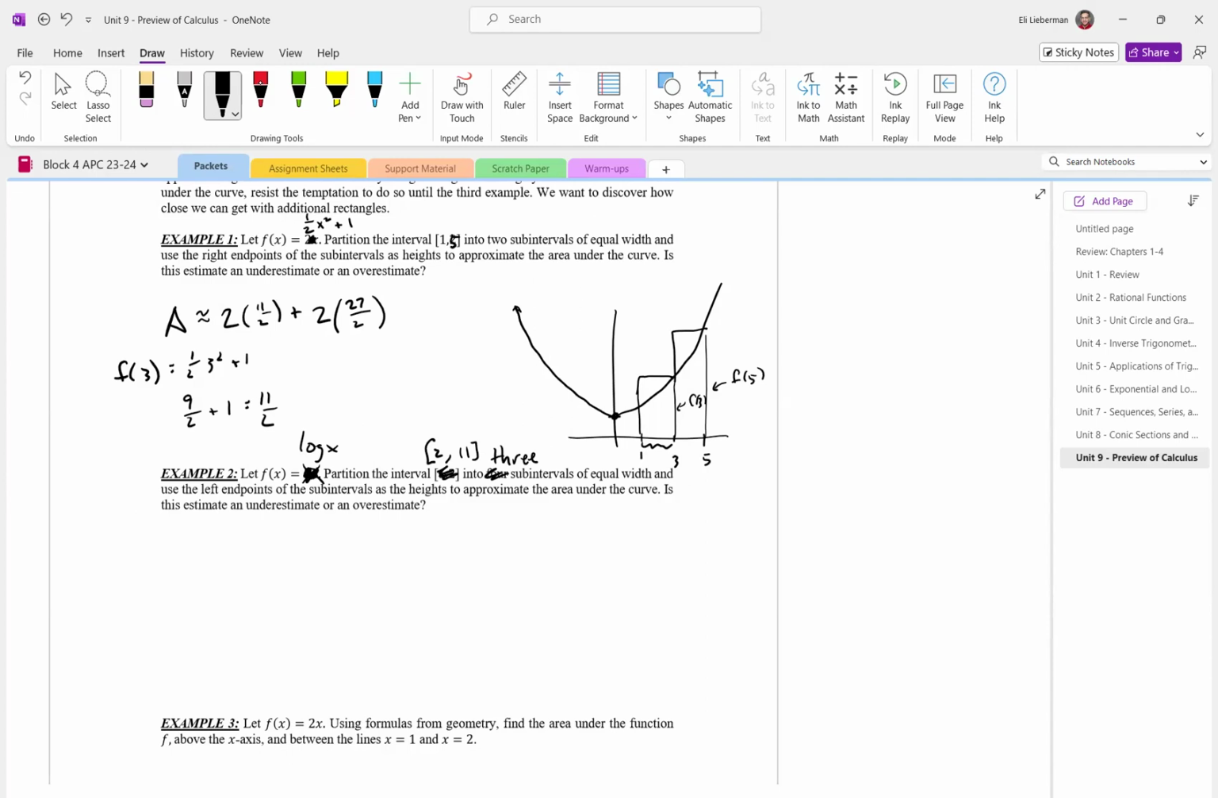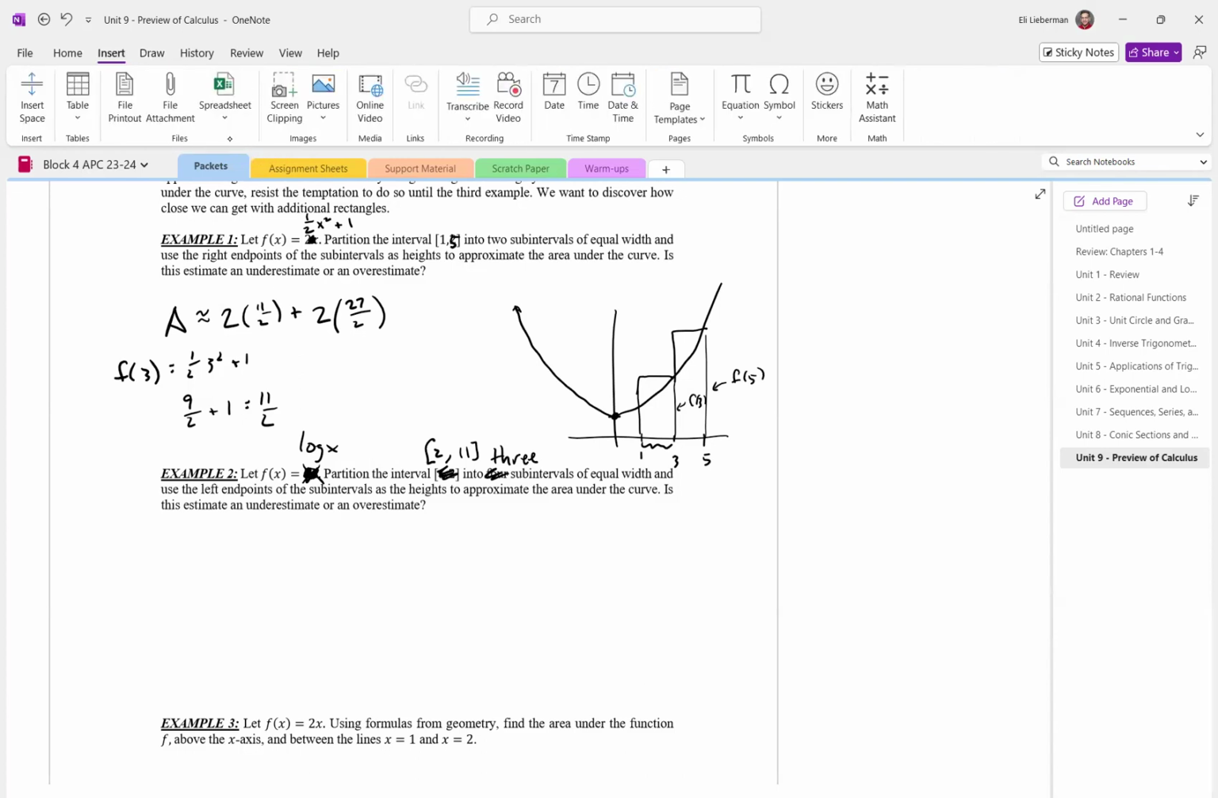You want to use your calculator for this. So let's round to the nearest 1,000. So you'll definitely want to use your calculator. Did you get it?